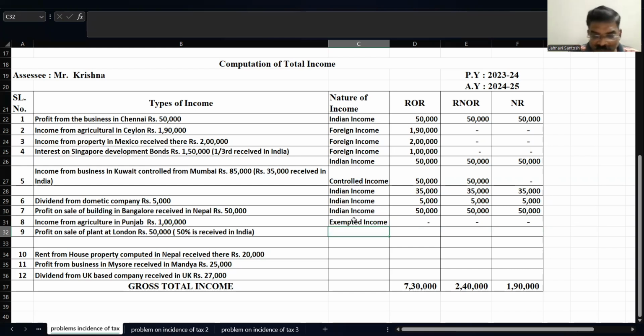Why am I not writing "tax-free" here? Because the total will not appear. If I mention tax-free or not taxable, the total will not appear. So instead of that, I mention 0. Okay, children, we go to the next one.